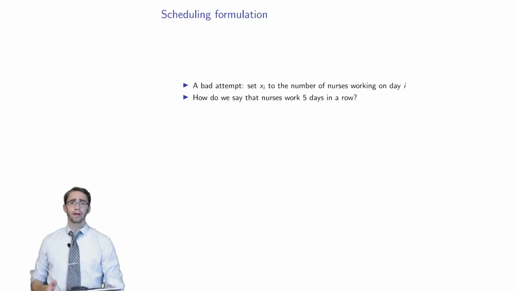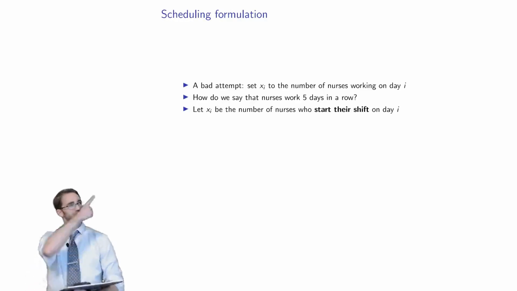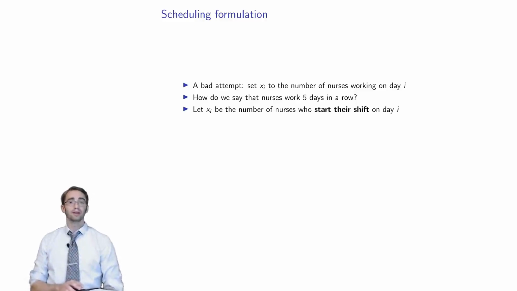And so the way that you would remedy that, it would be a good idea to think about this to yourself before we go through the answer. But the answer is what's written right here. What you want to do is let x_i be the number of nurses who start their shift on day i. So that's going to be our variable. x_i will be the number of nurses who start their shift on day i.